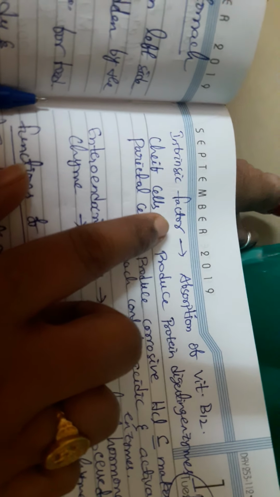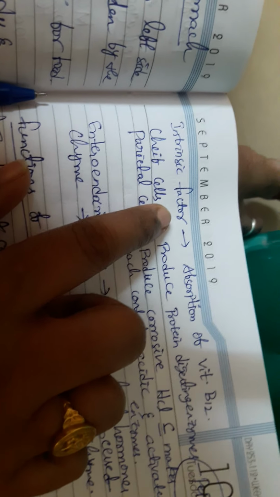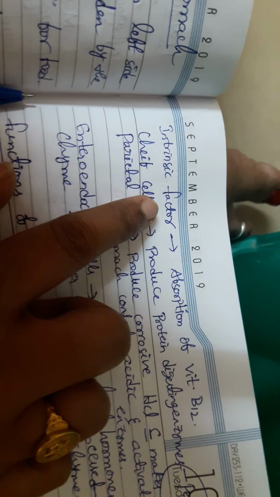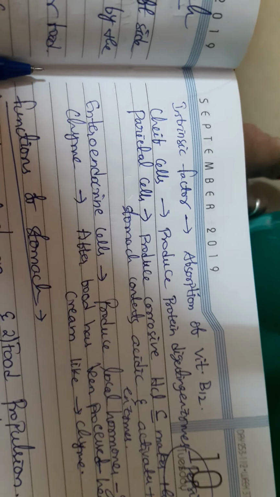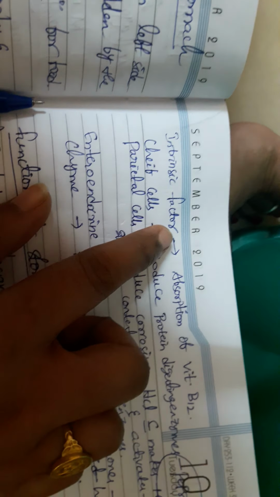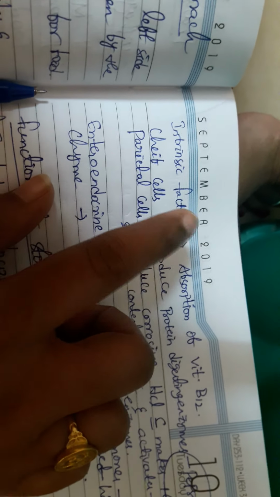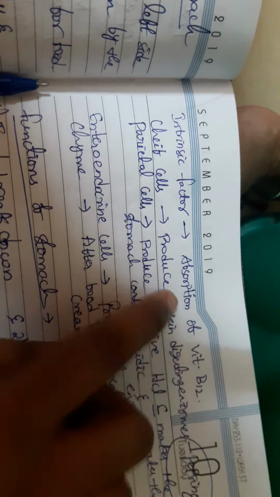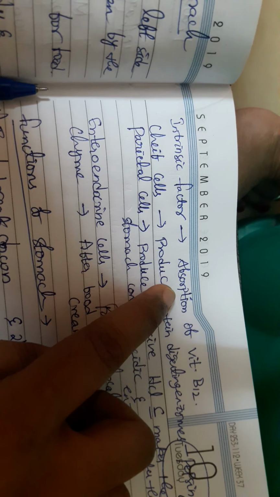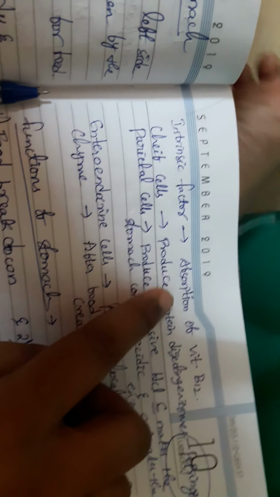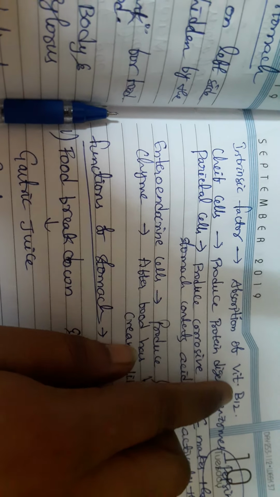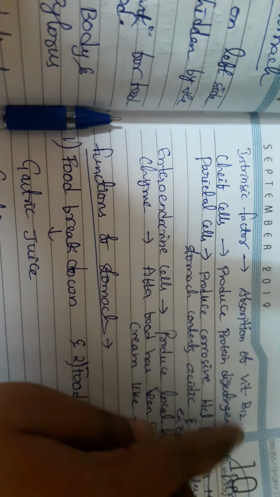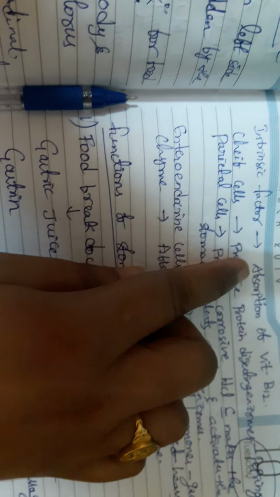Here the stomach has an intrinsic factor. Some stomach cells produce intrinsic factor, a substance needed for the absorption of vitamin B12 from the small intestine. Intrinsic factor is secreted from the cells of the stomach, and it is mainly helpful for absorption of vitamin B12, where the absorption takes place in the small intestine. So for the absorption of vitamin B12, intrinsic factor is necessary.